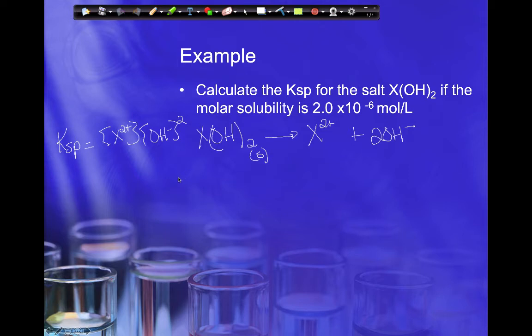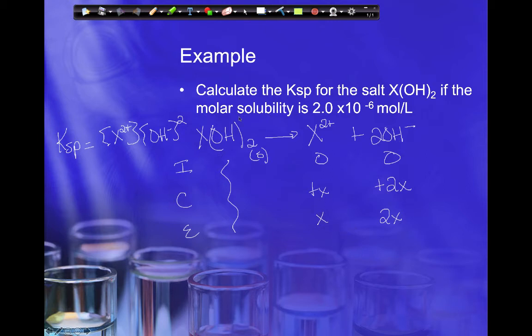All right, so now we're going to do an ICE table. Again, I don't care about this. This is 0, this is 0. We're going to add x, but this is 2x. So this will go up by some number, and then this will go up by twice that number because there's 2 hydroxides for every one of these that we have.